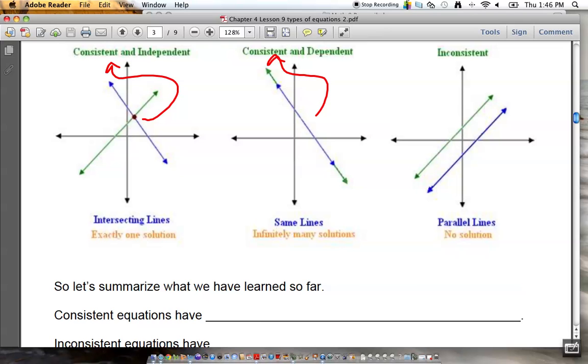This is very consistent. We're agreeing on everything. Just like these two lines agree on not just one thing, they agree on what? Everything. So I don't care if you agree on one thing, or if you agree on everything. If they intersect, they're consistent.